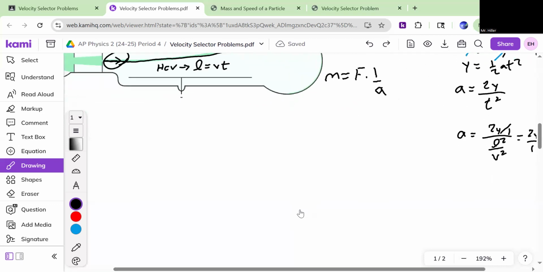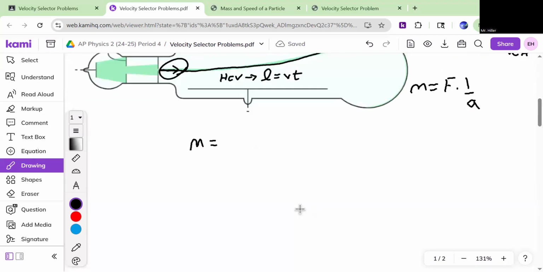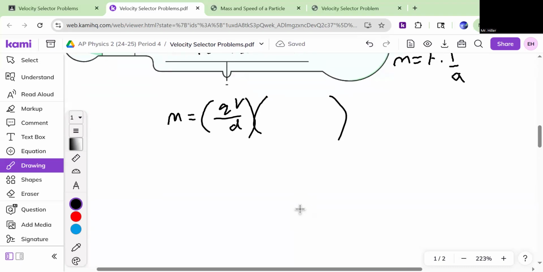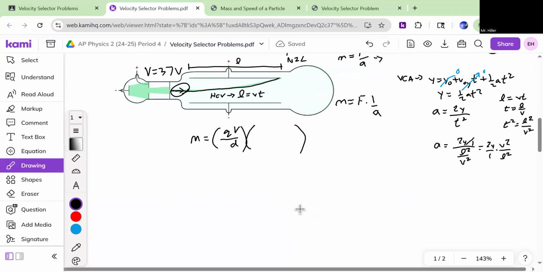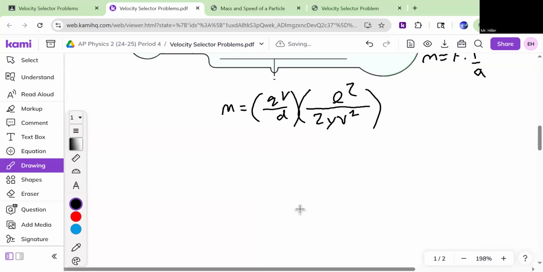Okay, so the mass is going to be my force. Here's your force right there, Q v over d, times the inverse of your acceleration. Well, the acceleration is 2y v squared over L squared. The inverse of that would, of course, be L squared over 2y v squared. And that, guys, is what we're going to plug into.